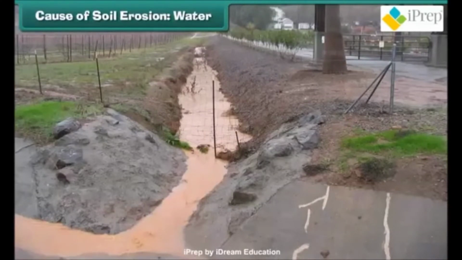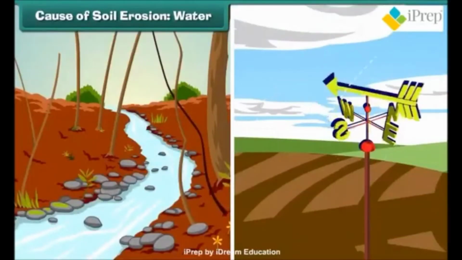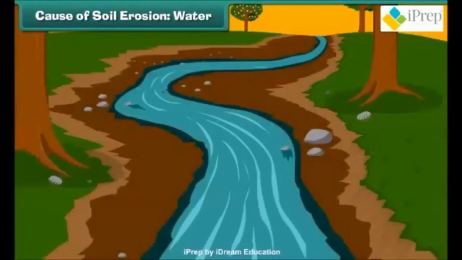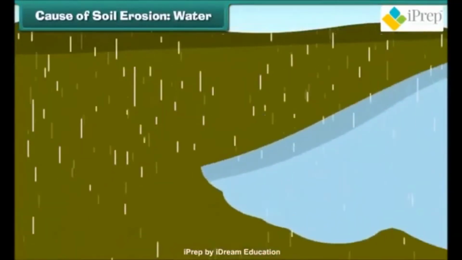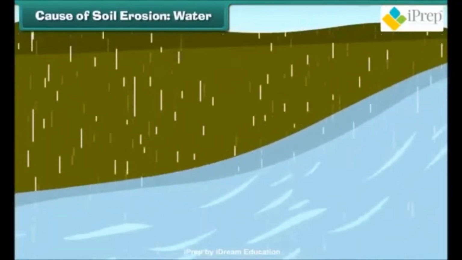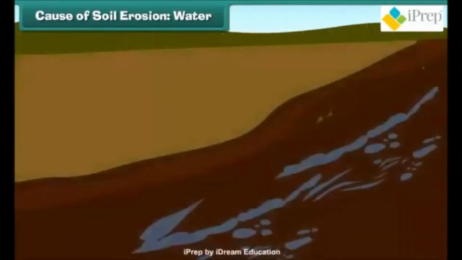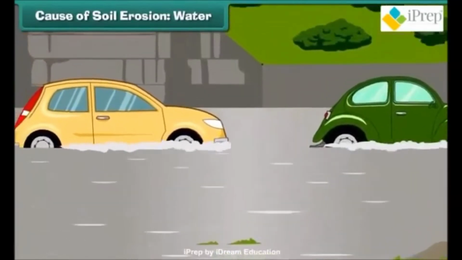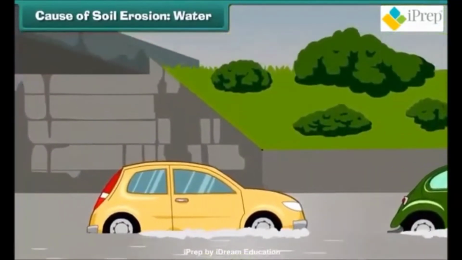The most common factors are water and wind movements. Water flowing through ground carries away soil with it. During rain, the soil particles are detached by raindrops. These soil particles are carried away by the running water. Floods are also the main cause behind soil erosion.